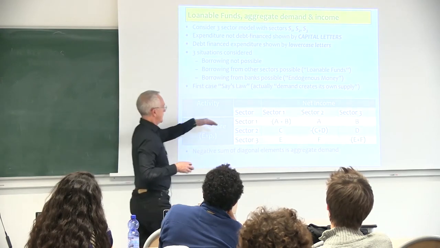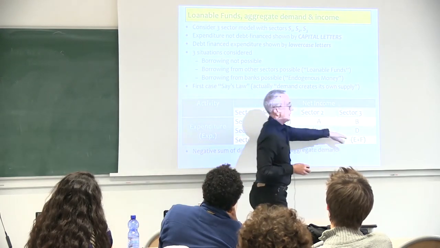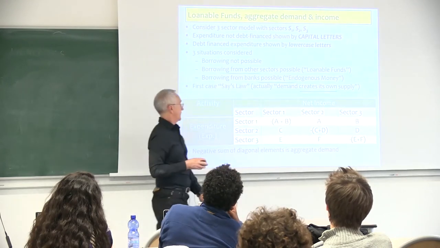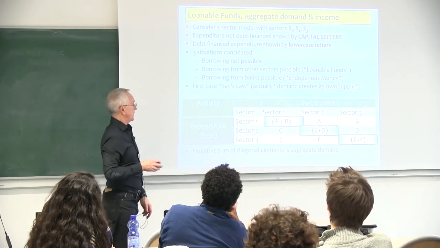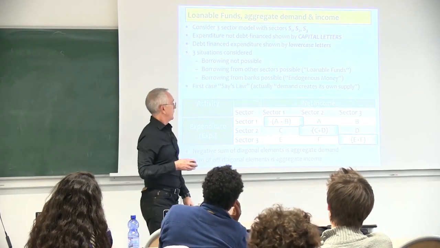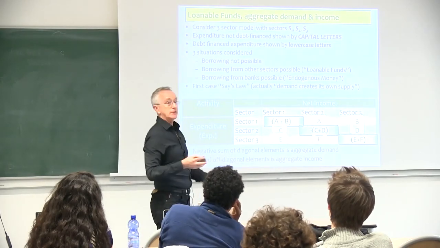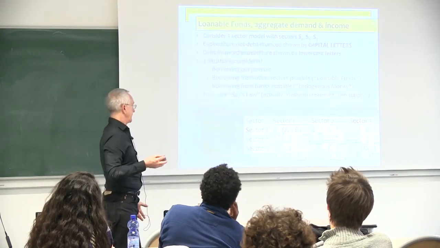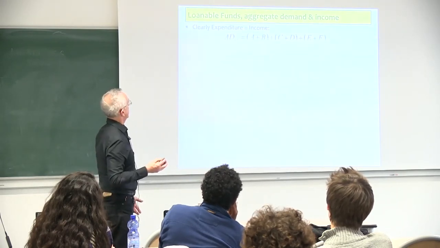Now, the negative of the diagonals is aggregate demand. The off-diagonal elements are aggregate income. So there's the expenditure by each sector, and there's the receipts by each sector, and they're necessarily equal. And you work it out: expenditure is identical to income, which is not exactly a shock in that particular case.